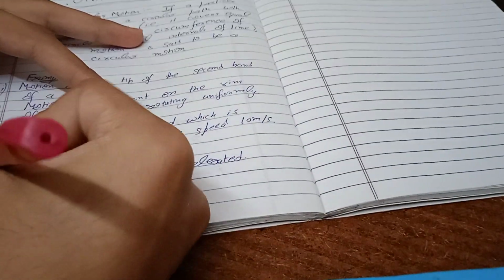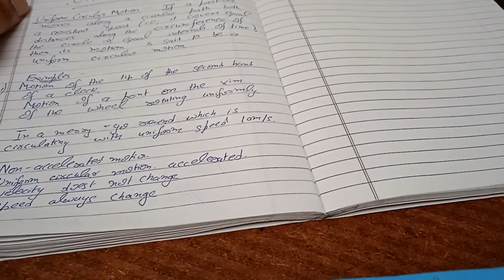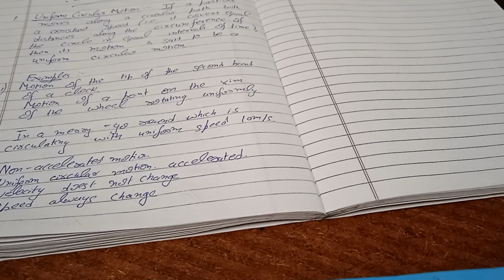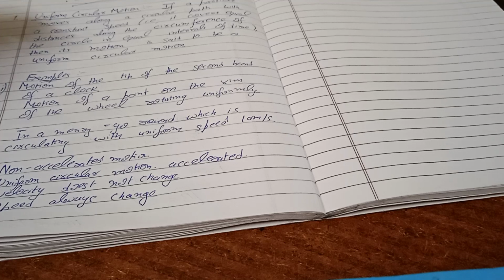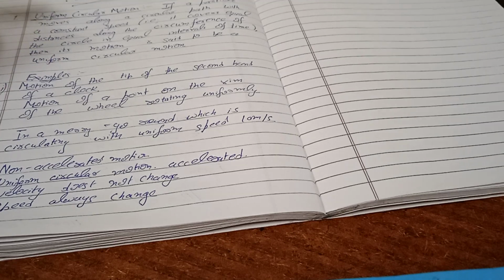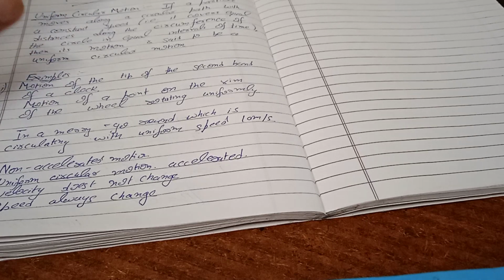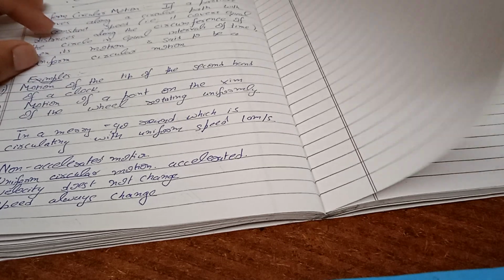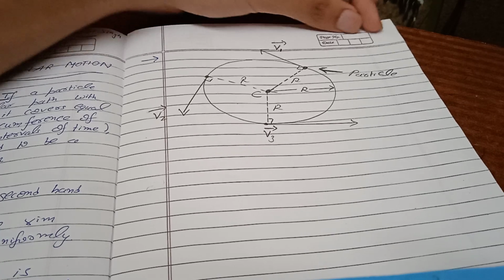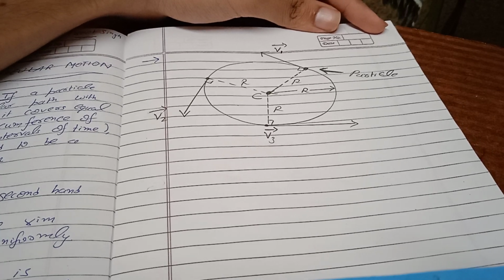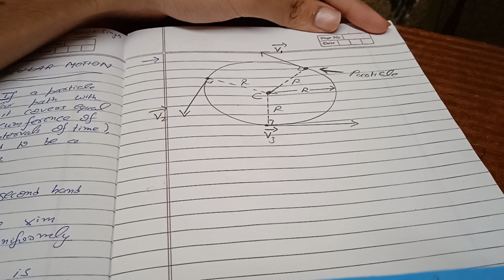So that's the correct option, uniform accelerated motion. In class 9th we left till here, and now we shall move forward to actually derive the formula for acceleration and the direction and all of these things. So let's move further. So this is the diagram representation of uniform circular motion.